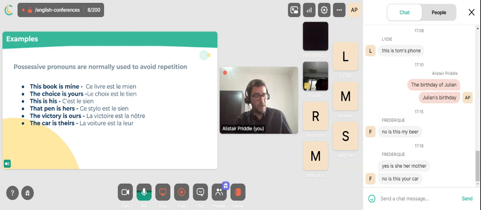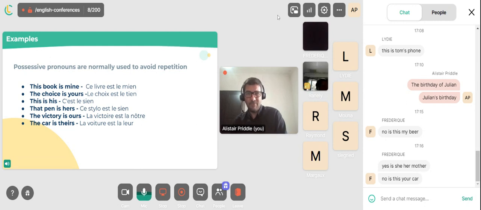So we've got some examples. Possessive pronouns are normally used to avoid repetition. Let's have a look at some examples. This book is mine. The choice is yours. This is his. That pen is hers. The victory is ours. The car is theirs.